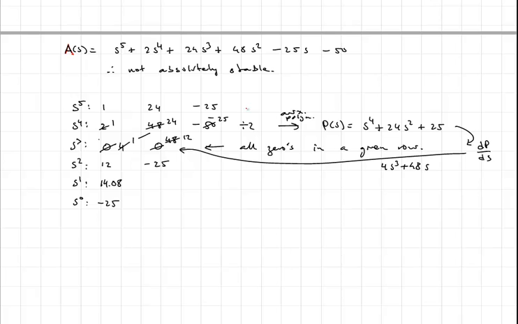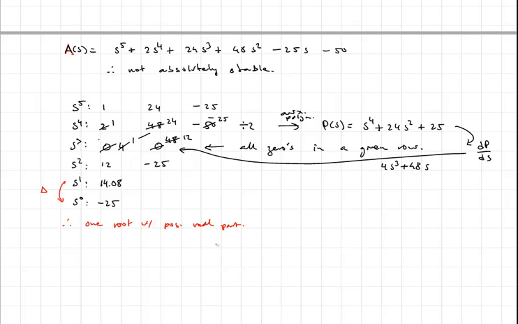So we have a sign change in our last two rows here. One sign change, and so therefore we have one root with a positive real part.